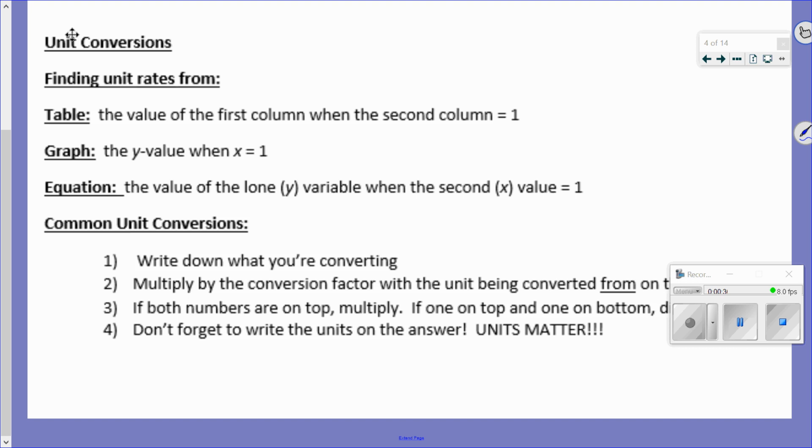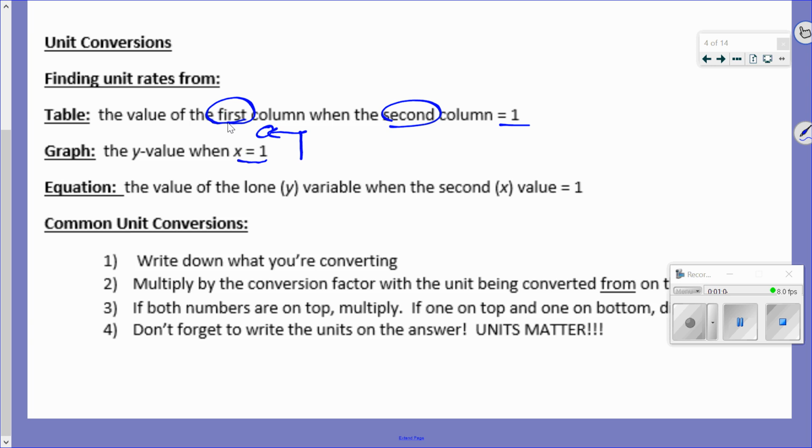So if I have a table, the way I find my unit rate is the value of the first column when the second column is 1. So basically I want to make that second column, whether it's up and down or side by side, a 1, and whatever that first one is, that is my unit rate. In a graph, what I need to do is find where x equals 1. I'm going to go up from that point until I hit the line, and then I'm going to go over to where the y value is. Whatever that y value is tells me what the unit rate is.